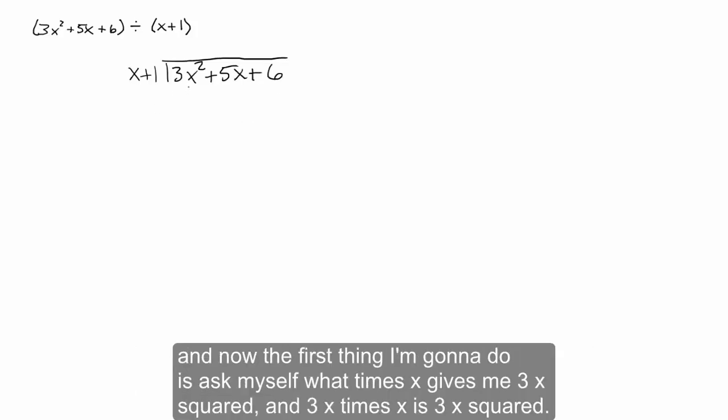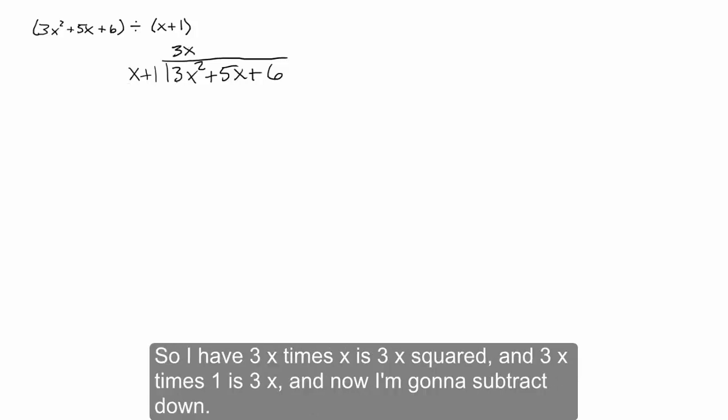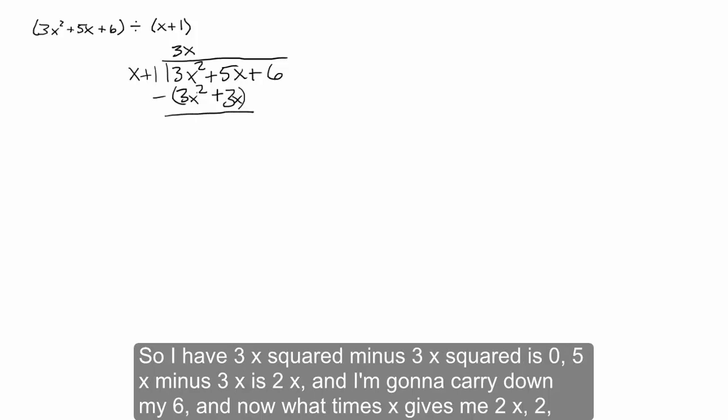And now, the first thing I'm going to do is ask myself, what times x gives me 3x squared? And 3x times x is 3x squared. So I have 3x times x is 3x squared, and 3x times 1 is 3x. And now I'm going to subtract down. So I have 3x squared minus 3x squared is 0. 5x minus 3x is 2x. And I'm going to carry down my 6.